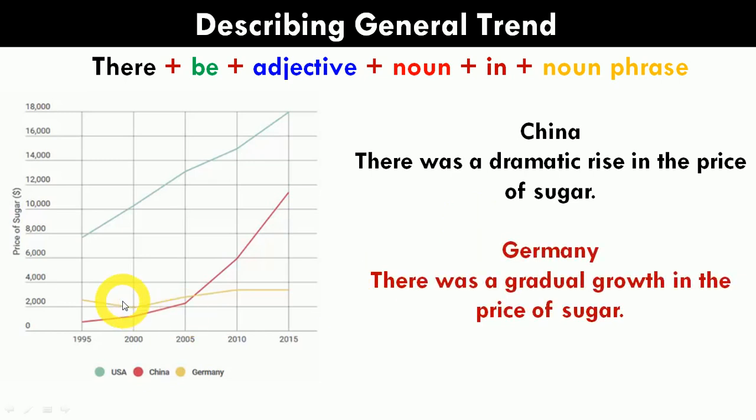Okay, so for Germany we can see that if you observe the first point and last point, overall it is increasing, but the change is very small, and it is increasing slowly, so we can use gradual. So the adjective we have used is gradual. Noun is growth, because ultimately it is increasing, and the noun phrase is same, price of sugar. Alright, so this is one sentence formation we can use for writing task 1.